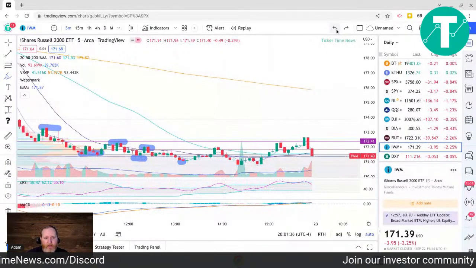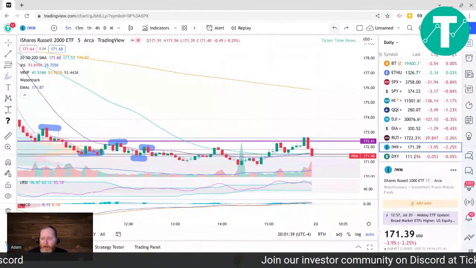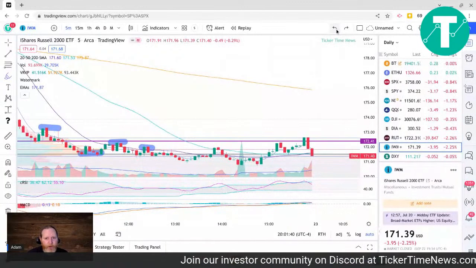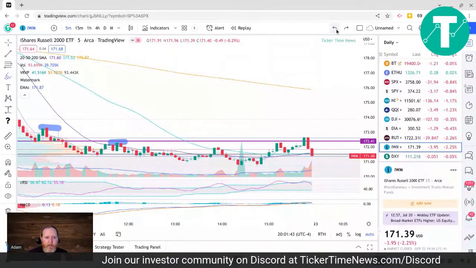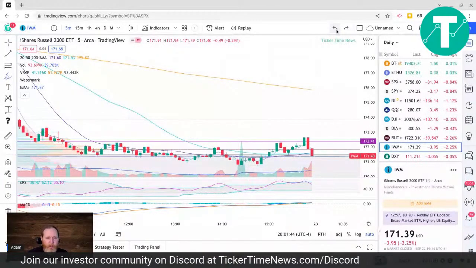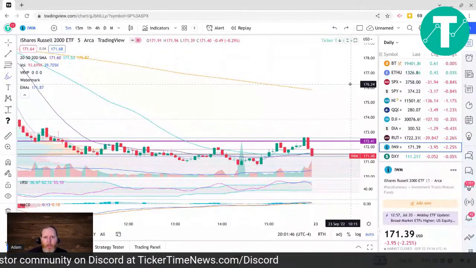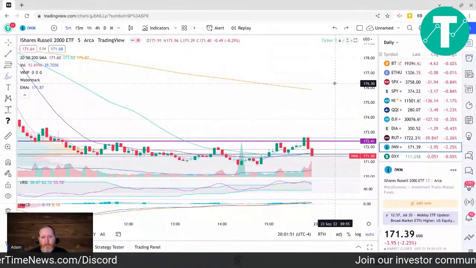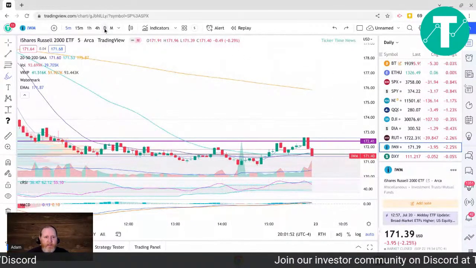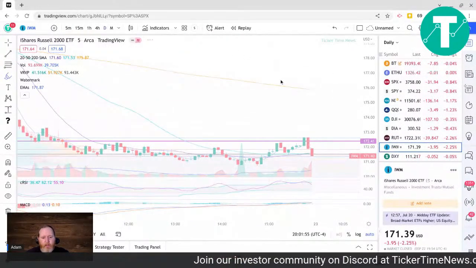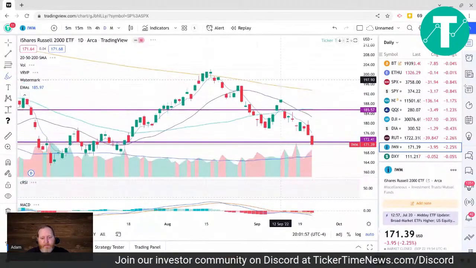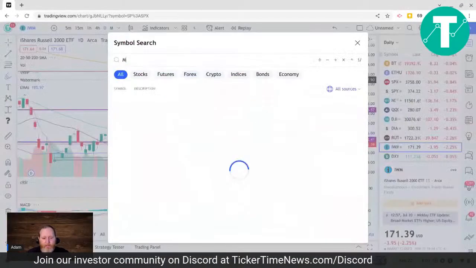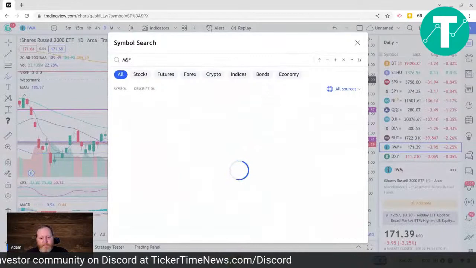Now, we are not perma bears. We are not perma bulls. We are perma flexible. Remember that. All right, cleaning this chart up a little bit. Okay, let's talk about some of those individual winners like Microsoft. Let me go back to the daily view here, and then I'll type in Microsoft's ticker symbol, which is MSFT.